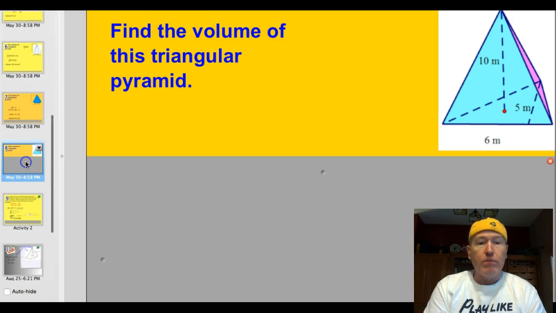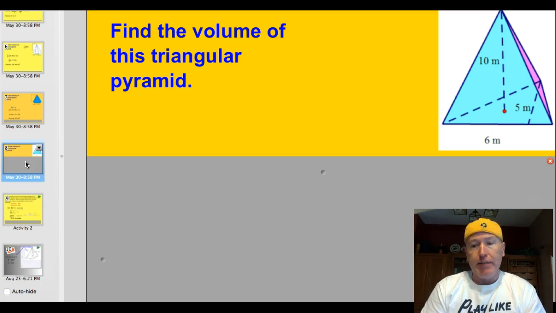All right, final problem. Here we go. Find the volume of this triangular pyramid. Go ahead and pause the video and give it a shot.